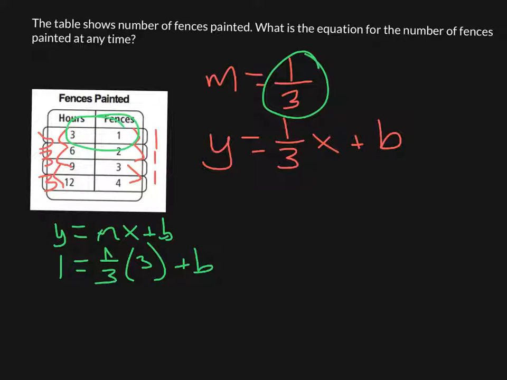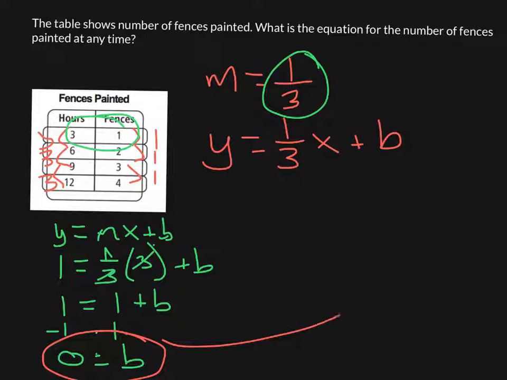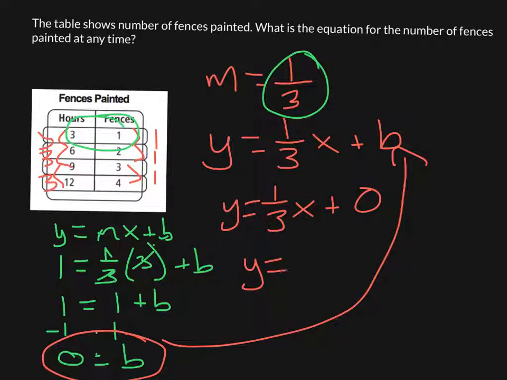I'm going to solve for b. Well, that's 1 equals 1/3 of 3. Cross cancel there, that's just 1. Subtract 1, so my y-intercept b is 0. Going back to what I started with, I'm going to plug in the 0. So we get y equals 1/3 x plus 0, which is simply y equals 1/3 x. And there's your equation.